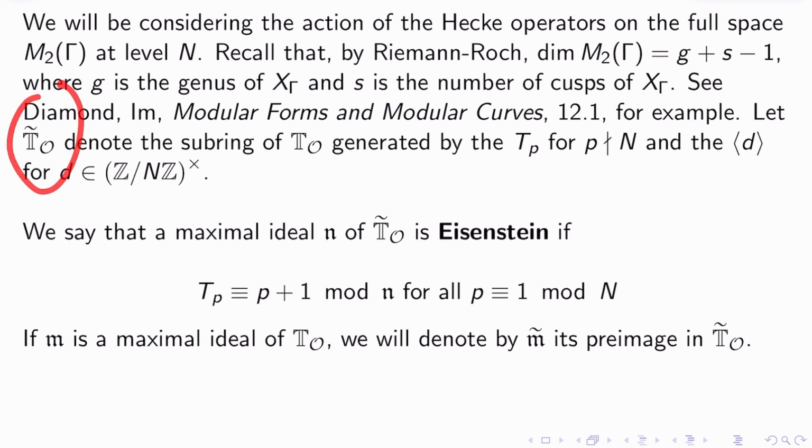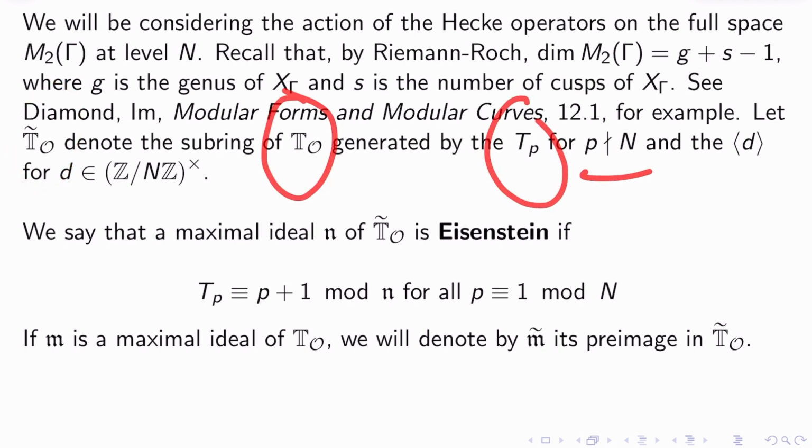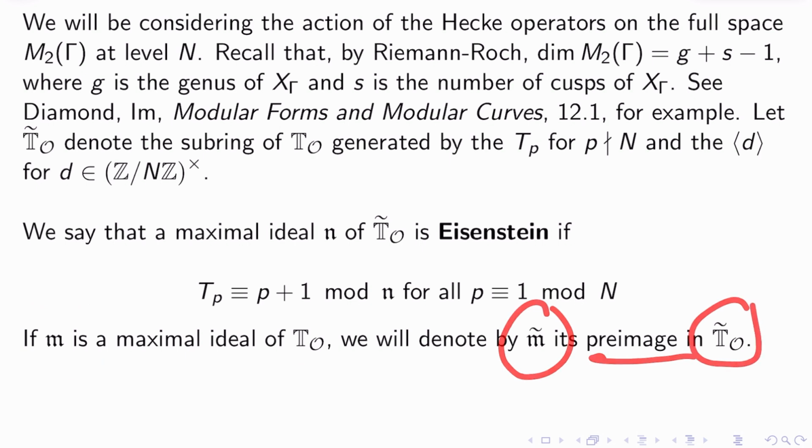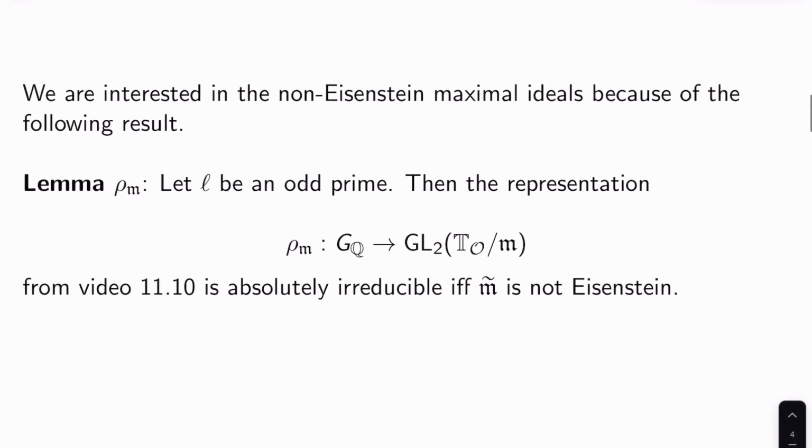We'll let T̃_O denote the subring of T_O generated by the Hecke operators T_p for p not dividing N, and the diamond operators ⟨d⟩ for d in (Z/NZ)^×. So, definition: we'll say that a maximal ideal n of T̃_O is Eisenstein if T_p is like p + 1 mod n for all p that are 1 mod N. If m is a maximal ideal of T_O, we'll denote by m̃ its preimage in T̃_O.